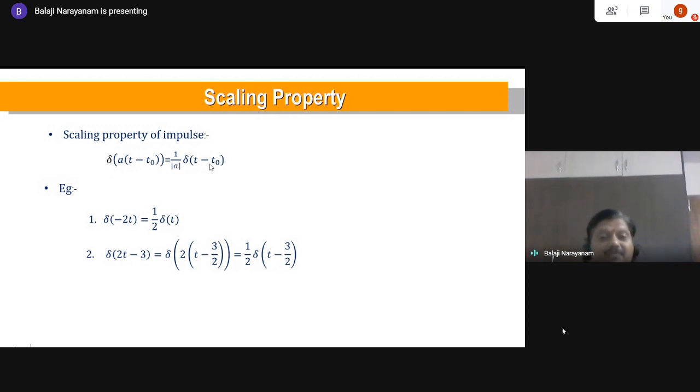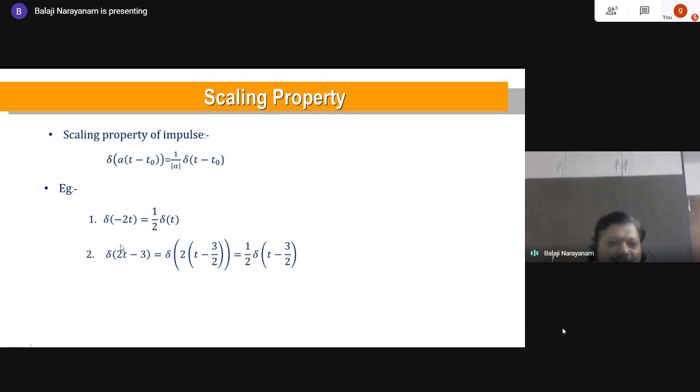Based on this property, we may do simple problems. Suppose you are asked to find delta of minus 2t. As per the property, 1 by mod a, in place of a we have minus 2. As we are taking the modulus of minus 2, it results in a positive value, and we get 1 by 2 delta of t. So we can simply apply the scaling property.